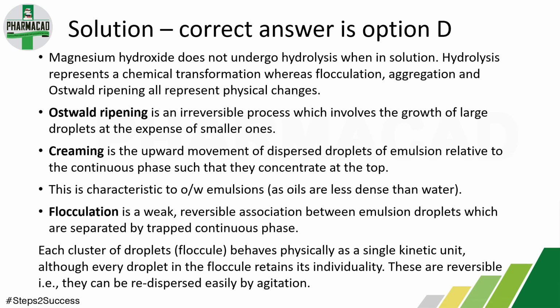as well as suspension. Ostwald ripening is an irreversible process which involves the growth of a large droplet at the expense of a smaller one. Creaming is the upward movement of a dispersed droplet of emulsion relative to the continuous phase such that they concentrate at the top. So creaming is basically an upward phenomenon.